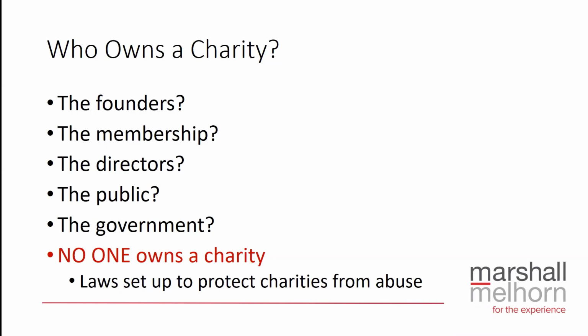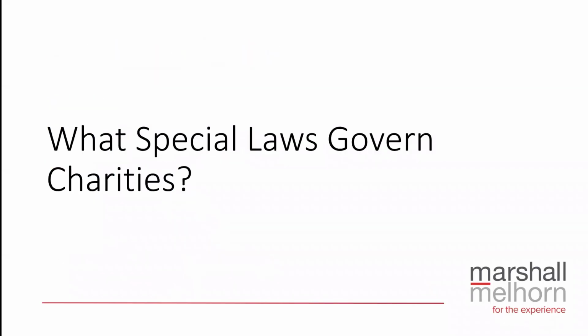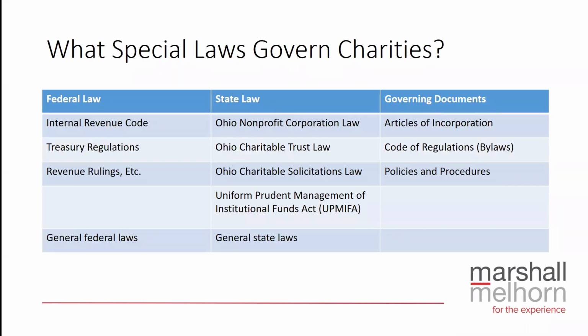So it's kind of unique in our mostly capitalist society to have property that nobody owns. So what special laws govern charities? There are three independent hierarchies here. And they're all independent. So while federal law generally trumps state law and state law trumps the governing documents, you still have to comply with all three of these hierarchies.